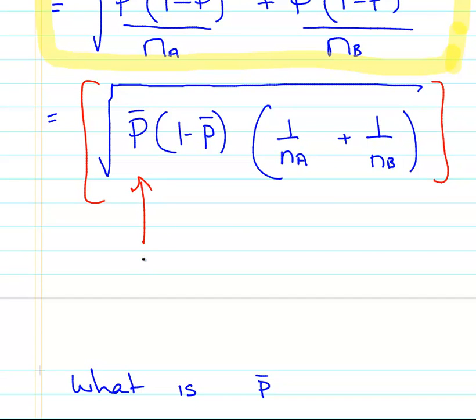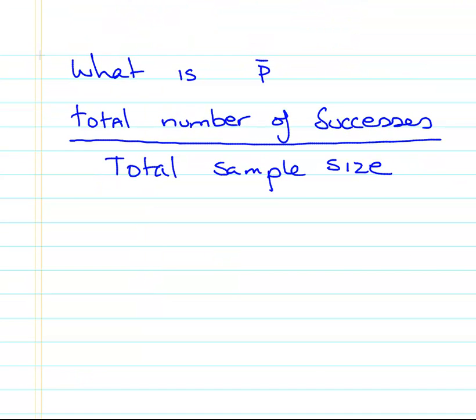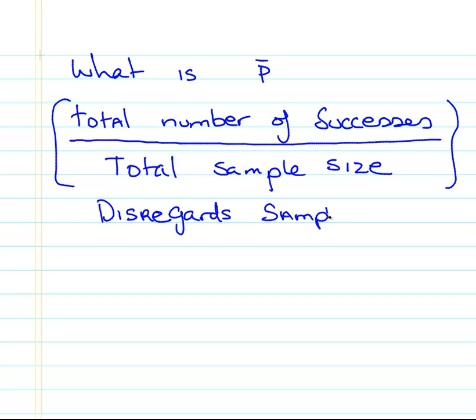Now, what is this p bar? This is the pooled or aggregate proportion, actually the aggregate proportion is probably better. What is that? It is the total number of successes over the total sample size. So it disregards which sample it came from. Let's look at everything all together.